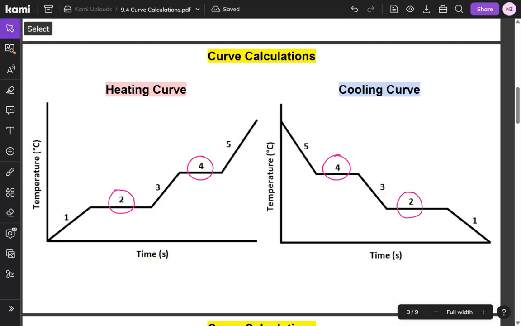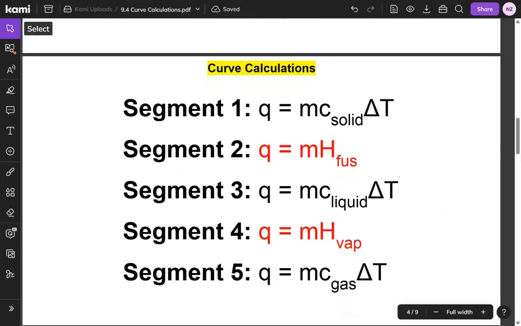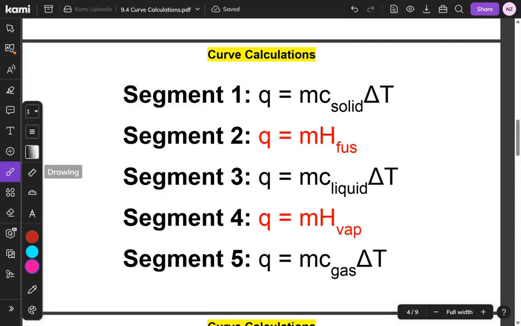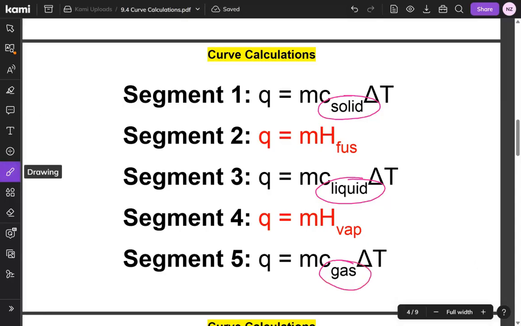So for each segment, we have a different equation, but look at the equations. 1, 3, and 5 are essentially the same equation, but we're replacing the C with either the specific heat C value for solid, liquid, or gas. And for our ΔH values, we are either using the fusion or vaporization, depending on which phase we're going to.